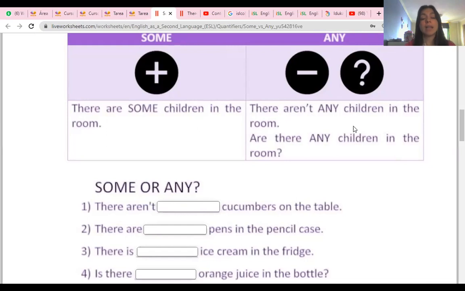Tenemos que fijarnos bien si es singular, si es plural, si es contable o si es no contable el sustantivo al que nos referimos. Este sustantivo sería contable, ¿sí? Porque nosotros podemos contar cuántos niños hay. Entonces sería, there aren't any children in the room. Y si queremos hacer la pregunta, tenemos que poner primero el verbo to be, luego there, luego any, luego el sustantivo y después el complemento. Entonces tenemos aquí verb to be, there, plus any, plus noun, in the room is a complement.